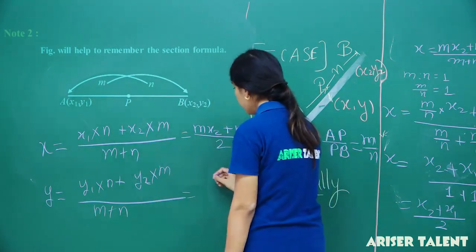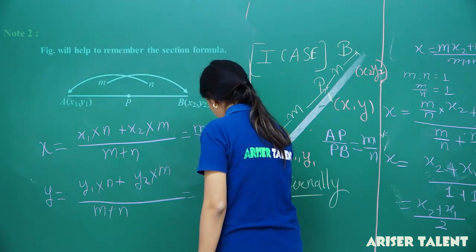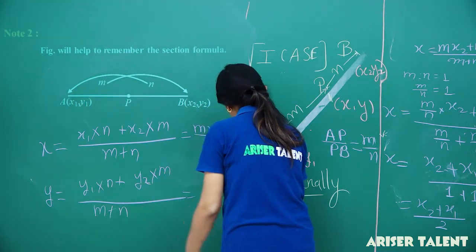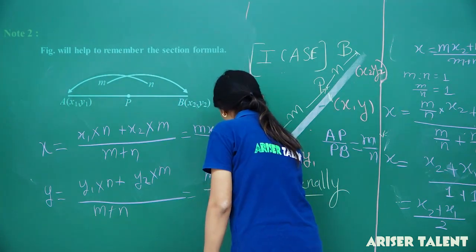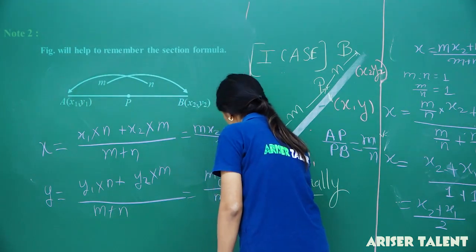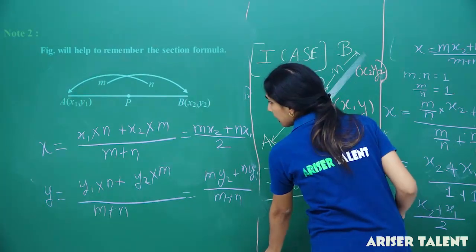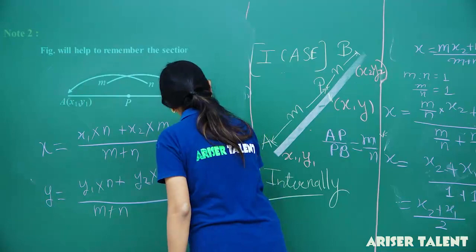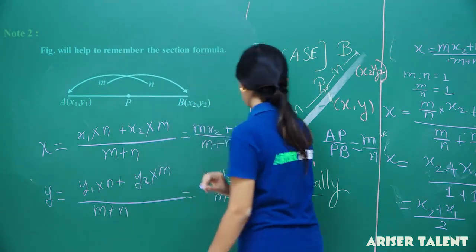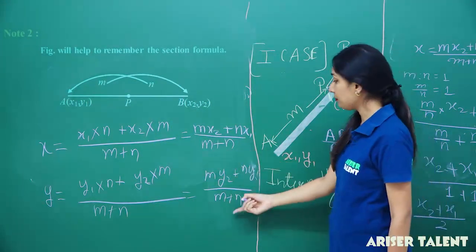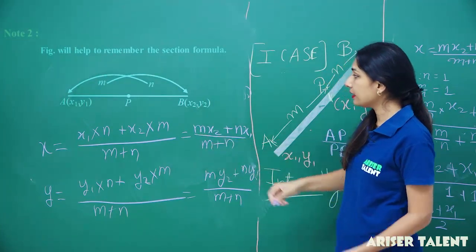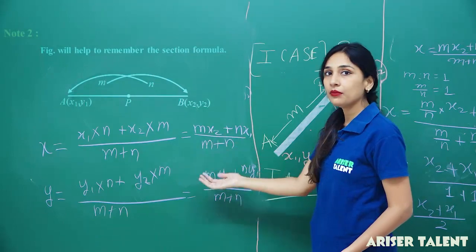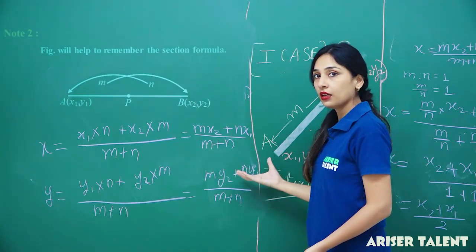So if you solve this, that will be my2 plus ny1 upon m plus n. Why have I written 2 here? Correct it. You should tell me, ma'am, what you have done. So m plus n here, m plus n here. Now it is clear with this diagram. So where to write x2, where to write m with x2 or m with x1.